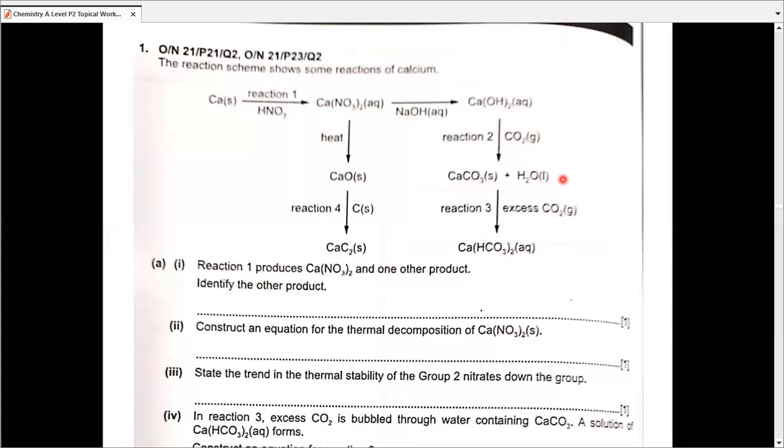Go ahead. Let's start with question 1A, part 1. It would be hydrogen, the other product. Great. Metal plus acid gives us the salt plus hydrogen. And for the second one, calcium nitrate decomposes to give us calcium oxide plus nitrogen dioxide plus oxygen. Good. I'll write it down because I guess it might need balancing.